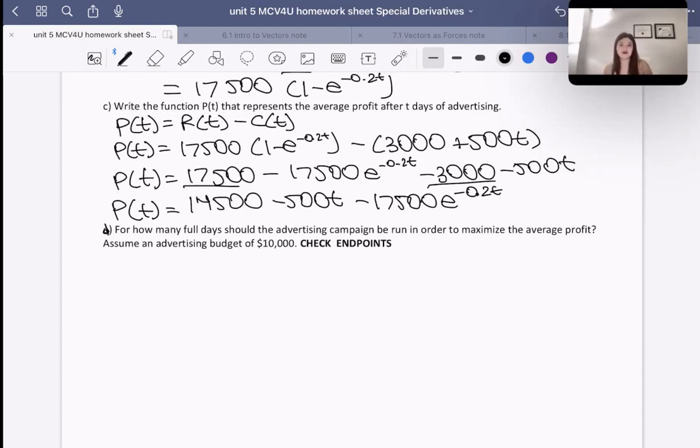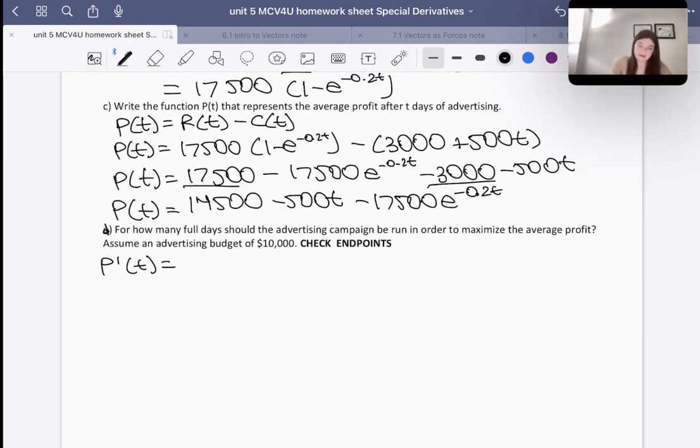Because now we already have the profit function. It asks for how many full days should the advertising campaign be run in order to maximize the average profit, and assume the advertising budget is $10,000. So to do that, first things first, we need to take the derivative of the profit function, which we just found. And in order to find it, we had to find those previous things as well. So all these steps were key in order to get to here.